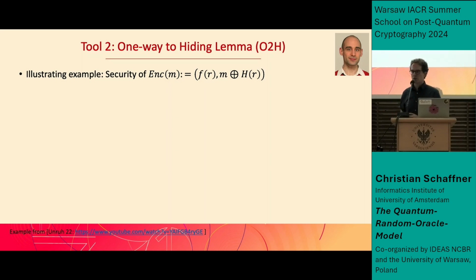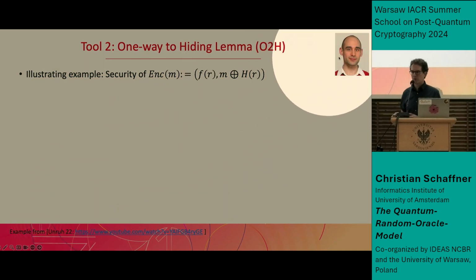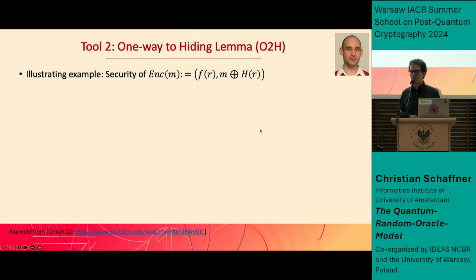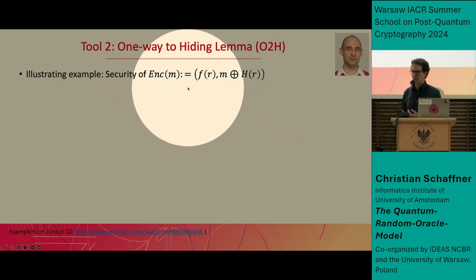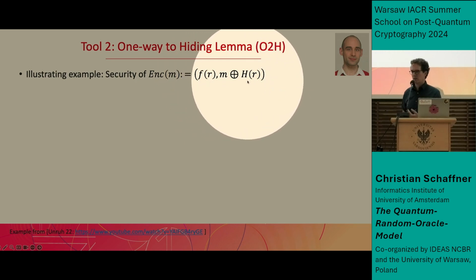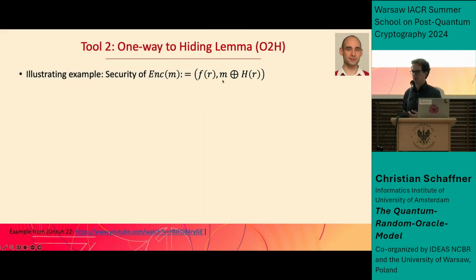This is something that was introduced by Dominique Unruh, a picture of him up here in the corner. It's slightly complicated to state, so I'm just going to dive directly into an illustrating example. This example is also by him, if you click on the link below. Look at an encryption scheme. I'm not specifying the details, because that would just clutter things up, but the idea is you have a one-way function f that is applied to some randomness, and then you also evaluate the random oracle on this randomness R, and you use that to mask your message.